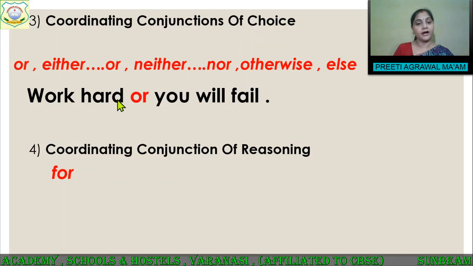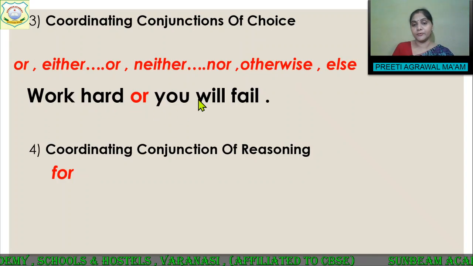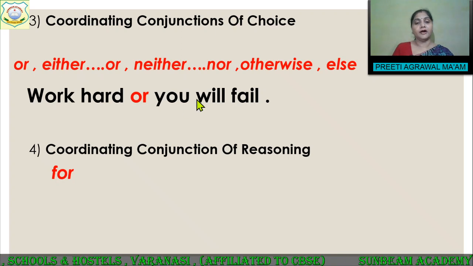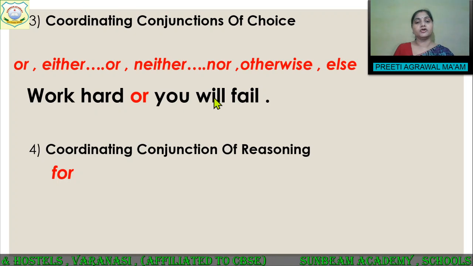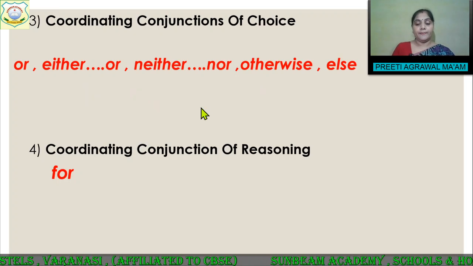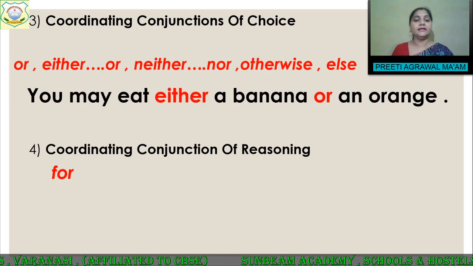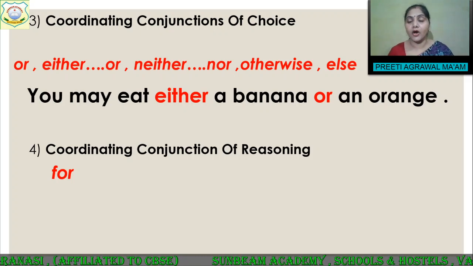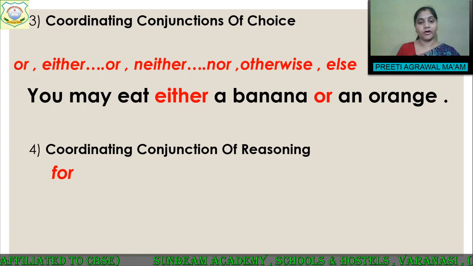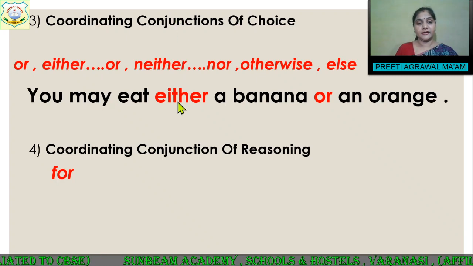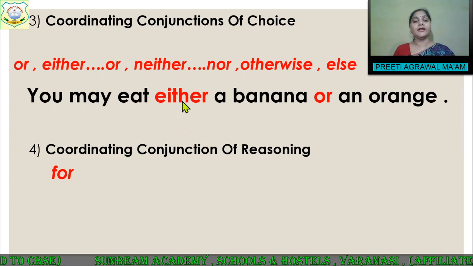Whether you have to work hard. If you are not working hard, it's up to you. If you are not working hard, you will fail. So it's a choice. Work hard or you will fail. Next one. You may eat either a banana or an orange. Either or, what type of conjunction it is? Yes, it is your correlative conjunction.